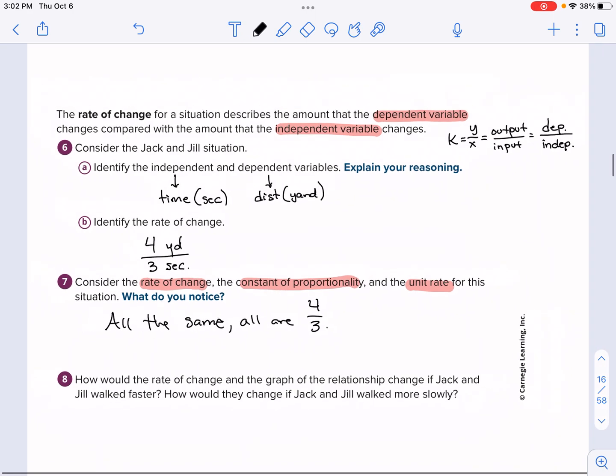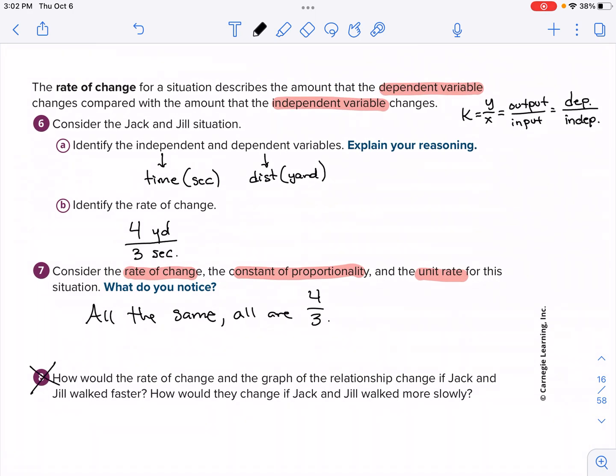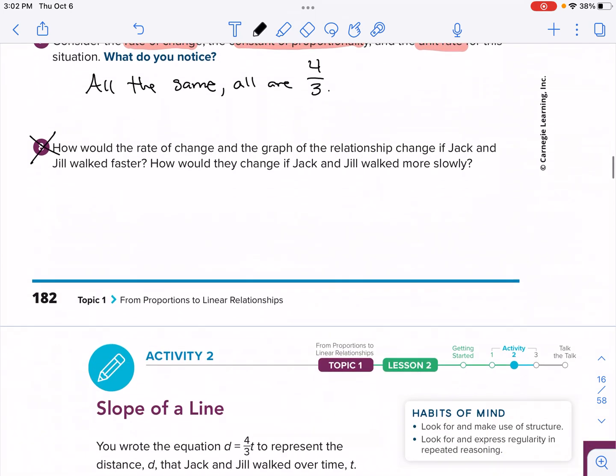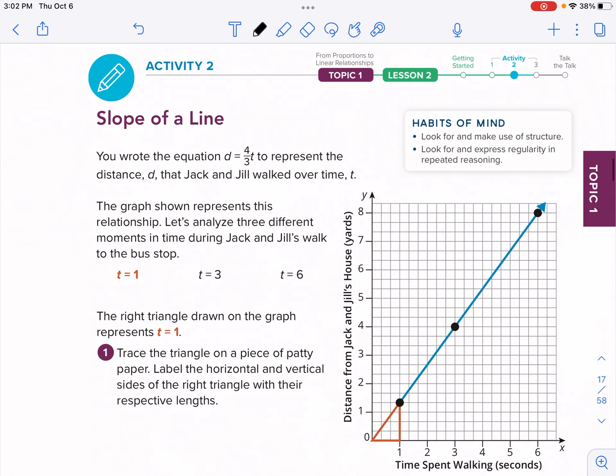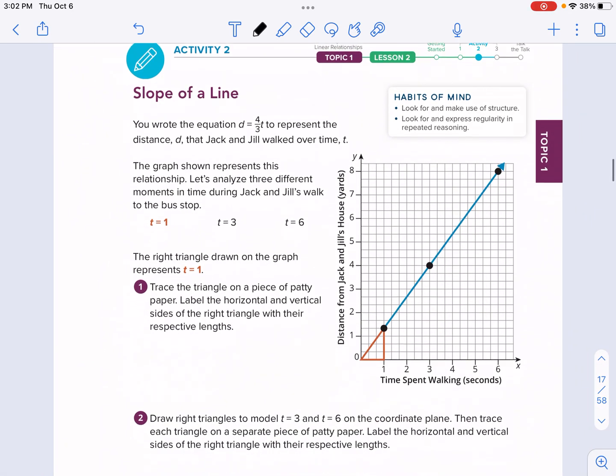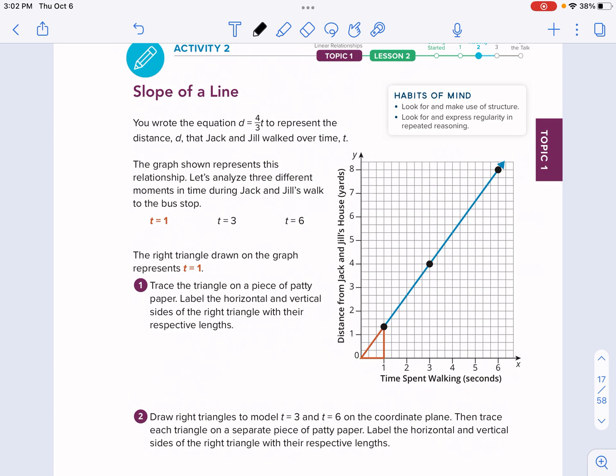Okay, we're going to skip number 8. We're going to move on to activity 2 on page 183. Okay, so let's get to that. All right, now we have a new word here, but you've already heard of this word. We have slope of a line. The slope, when we talk about the slope, this means the steepness of a line.